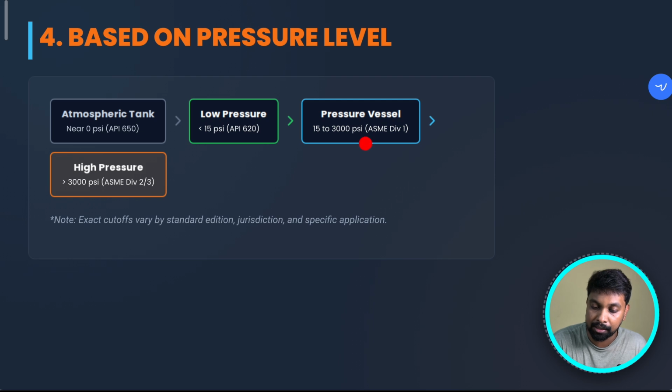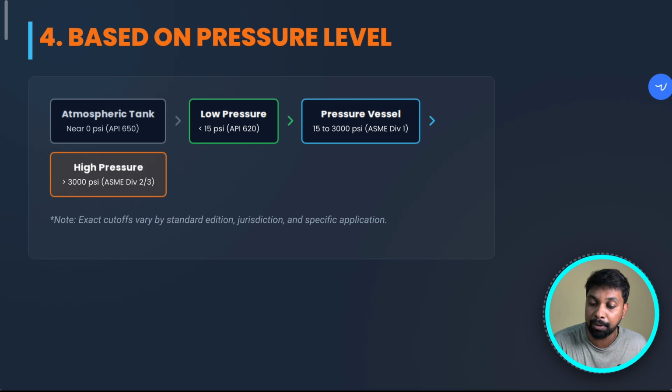But our pressure vessel is different. So we can use the pressure vessel design code, that means ASME Section 8 Division 1, to design these vessels, also for low pressure vessels. But we have some limitations, as I previously told, like API, we have some design restrictions in ASME also. Here I have mentioned that from 15 psi to 3000 psi we can use ASME Section 8 Division 1, and above that, ASME Section 8 Division 2 and 3.